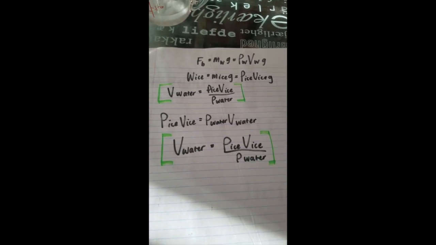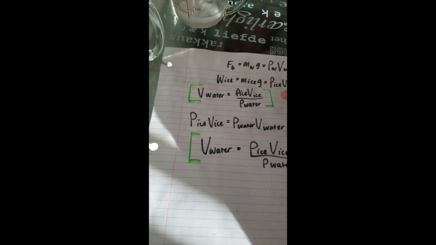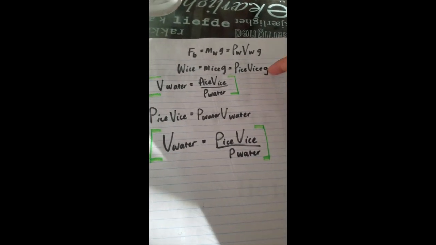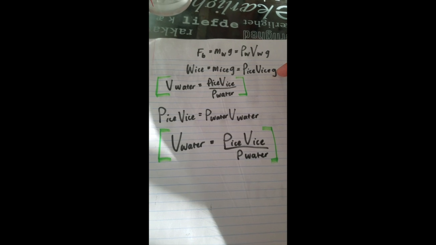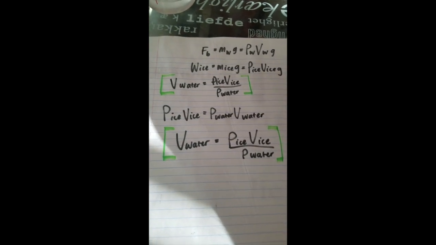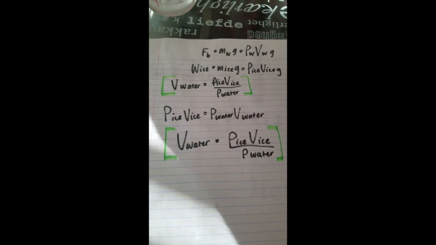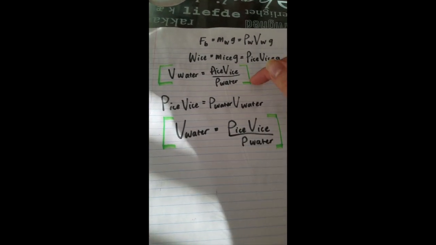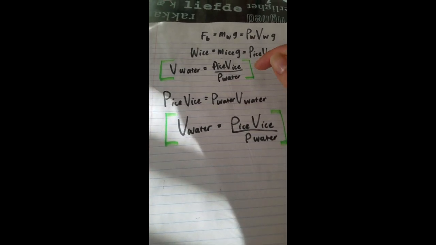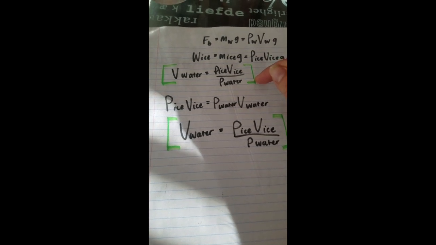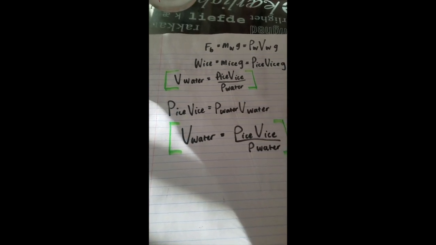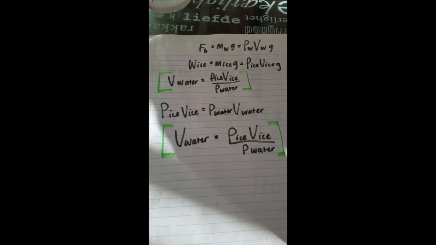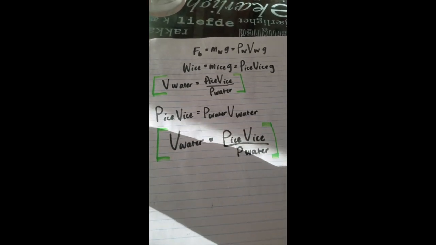But since the ice cube is floating, the buoyant force is equal to the weight. Setting the equations equal to each other and then rearranging, you can solve for the volume of the water displaced by the ice cube, which is this. Okay, so this is the volume of the water that the ice cube displaced. So what is the volume of the water that the ice cube adds once it melts?